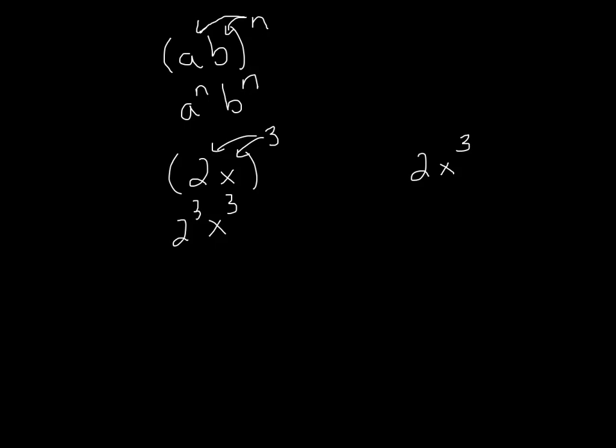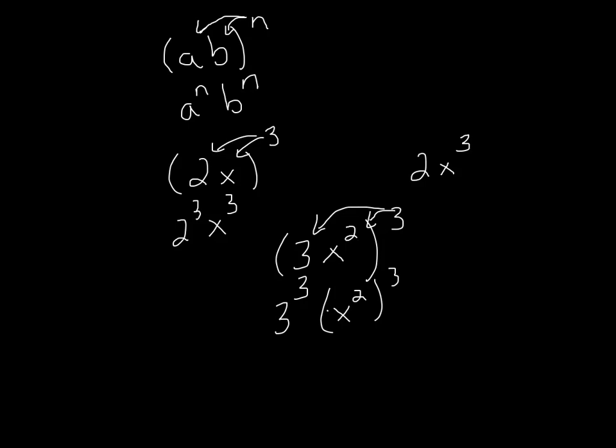Okay, now let's say, for instance, you have this one, 3x squared all to the third power. So this third power is now going to go to the 3 and it's going to go to the x squared. So you have 3 to the third, and then you also have x squared, and then you have that to the third power, right? Well, if you go back to what we just talked about, the easy way to do it is just to multiply those together. So you're going to have 3 to the third power and x to the sixth power.